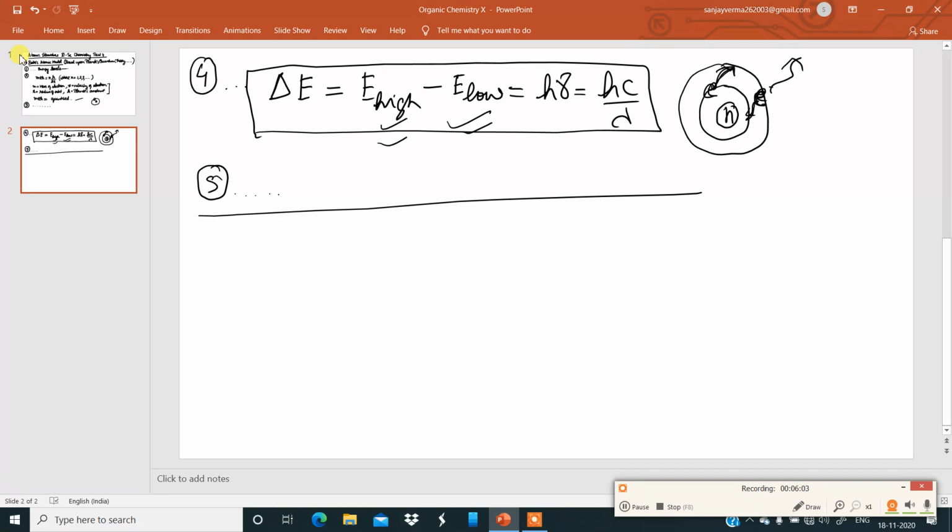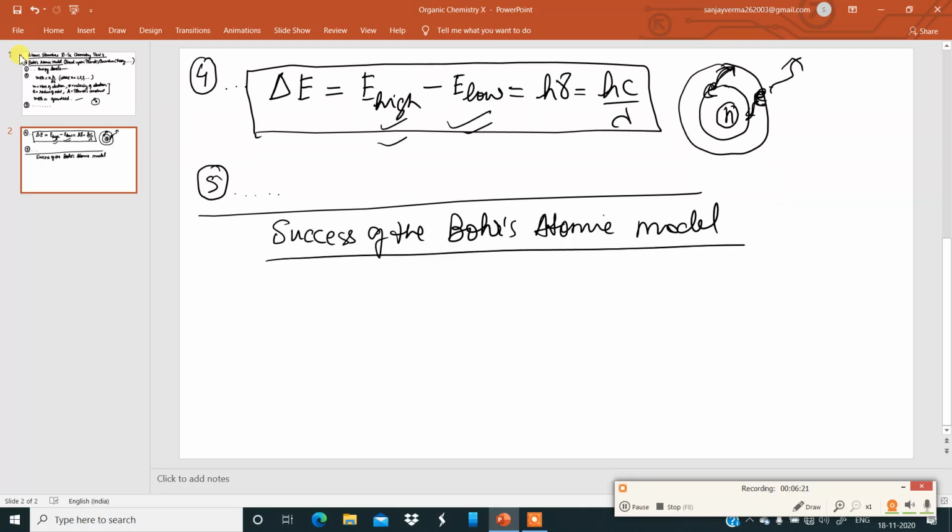Now, the success of the Bohr's atomic model has to be discussed properly, because if there was no discussion of the Bohr's atomic model, then further developments in the detailed study of atomic structure would not have been possible. So it is very important to understand the success of the Bohr's atomic model.